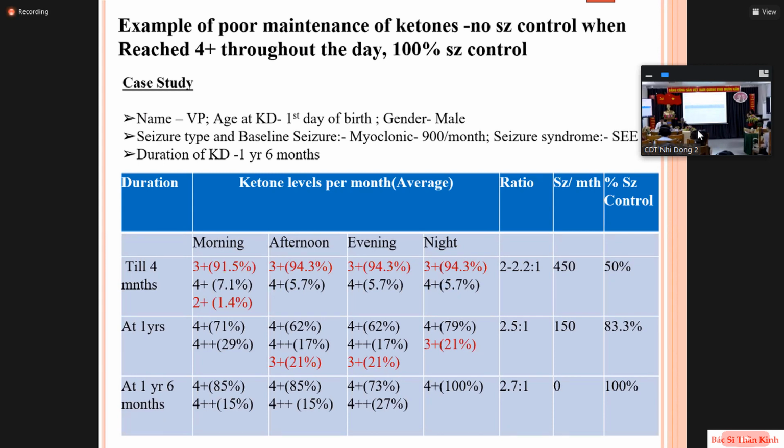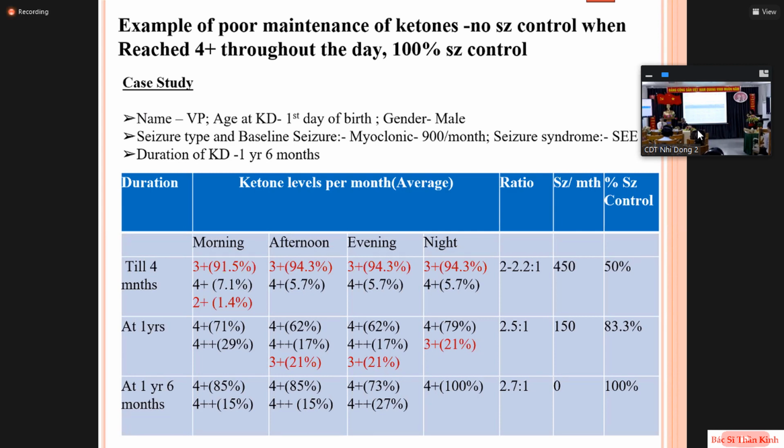But in spite of this, the seizures went down to 450 from 900. So there was still 50% seizure control. On 1 year on ketogenic diet, the keto ratio was increased to 2.5:1, and the urine ketones were much better. And there was very rare drop in ketones to 3+.